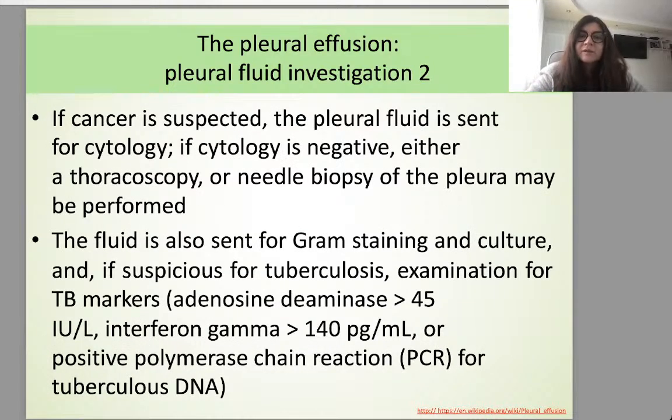If cancer is suspected, the pleural fluid is sent for cytology. If cytology is negative, either a thoracoscopy or needle biopsy of pleura may be performed. The fluid is also sent for gram staining and culture, and if suspicious for tuberculosis, examination for TB markers. What markers? It is adenosine deaminase, more than 45 international units per liter, interferon gamma, more than 140 picograms per milliliter, or positive polymerase chain reaction for tuberculosis DNA.